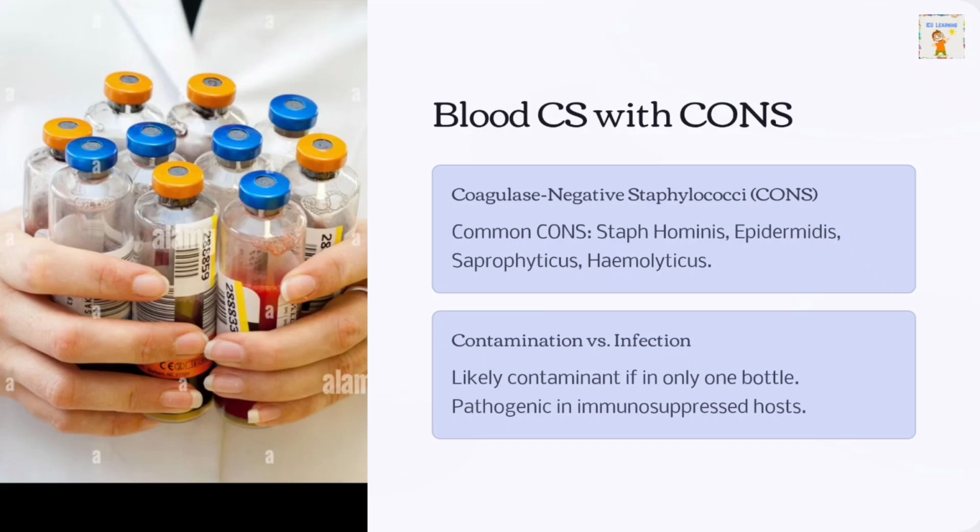Now, blood culture with coagulase-negative staph include staph hominis, staph epidermidis, staph saprophyticus, and staph hemolyticus. Generally, these are skin contaminants, but if two or more cultures grow the same organisms and if the patient is immunosuppressed, then we have to consider them as pathogenic.